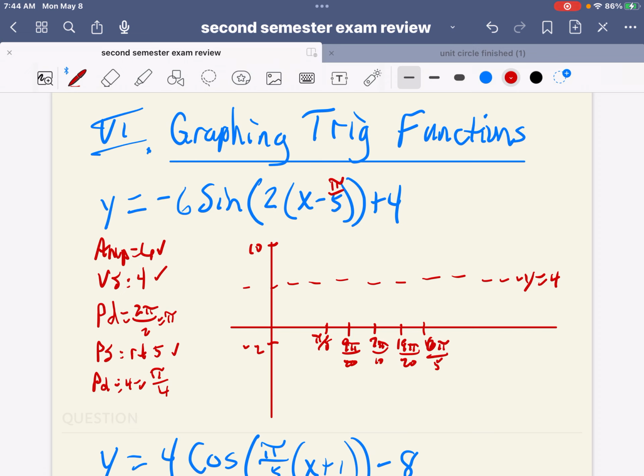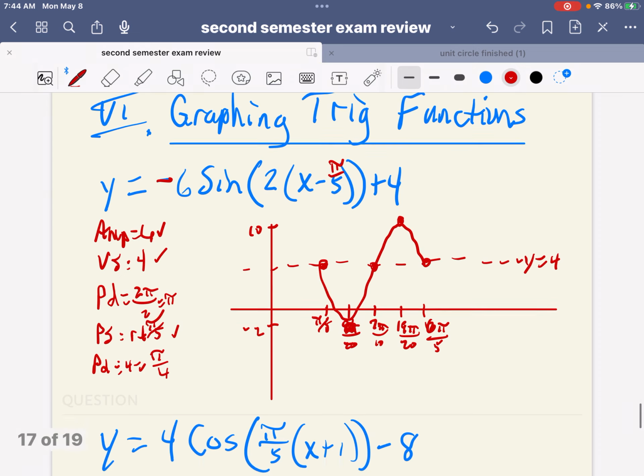Okay? Now we draw a negative sine function by going middle, low, middle, high, middle. And so we have our sine wave. Sorry about that mistake on making the phase shift to the right 5. We're going to make that pi over 5.